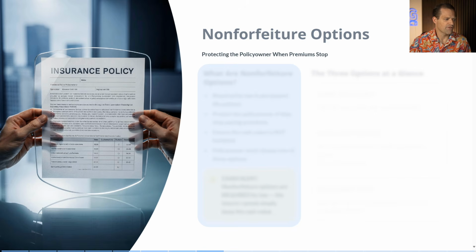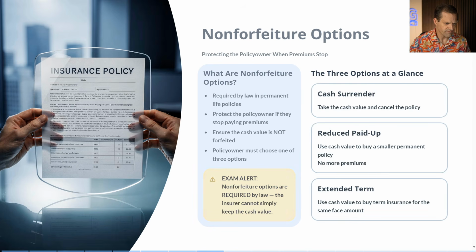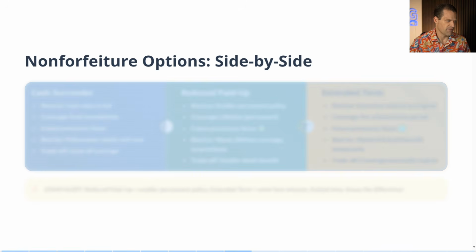Okay. Non-forfeiture options, protecting the policy owner if premiums stop. Non-forfeiture options are required by law in permanent life insurance policies. They protect policy owners if they stop paying premiums. They ensure the cash value is not forfeited, and the policy owner must choose one of the three options. Okay, so the key thing is it's required by law. They can choose a cash surrender: take the cash value and cancel the policy. Reduced paid-up: use the cash value to buy a smaller permanent policy with no more premiums. Or extended term: purchase term insurance with the cash value for the same face amount.